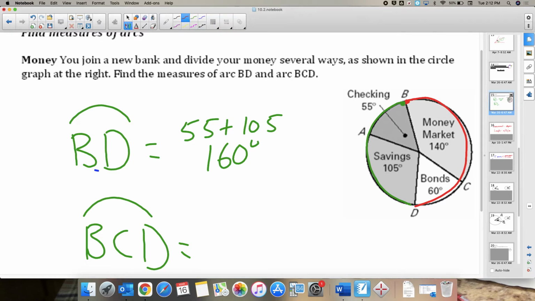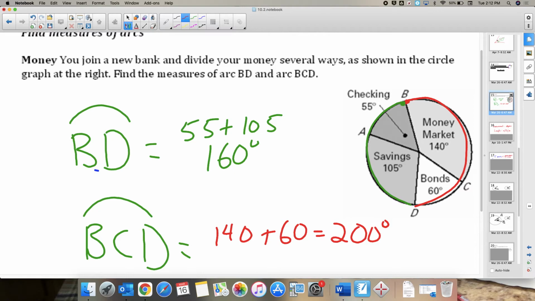Arc BCD, that is my major arc. That is our 140 and our 60. So it is 200 degrees. That's how I know the difference. Is it named with two letters or three? Three, they tell you the direction to go. You got to go BCD. With two letters, you must go the shortest way.